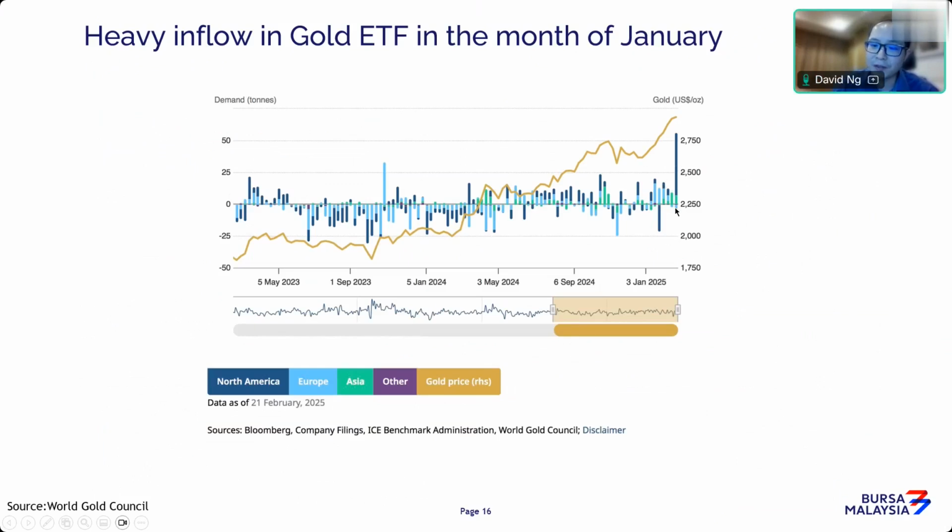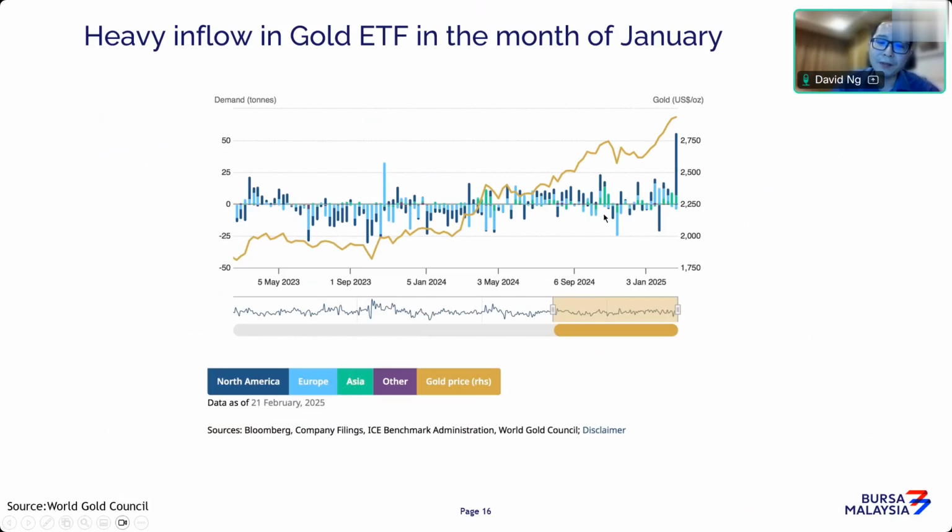You can see that in the month of January itself, the ETF inflows in gold are actually at a record level. It does tell you that even when the gold price is reaching an all-time high, you still see ETF flows coming in, which is a good sign. That means this rally that you see in gold prices still has support, there's still legs in it.